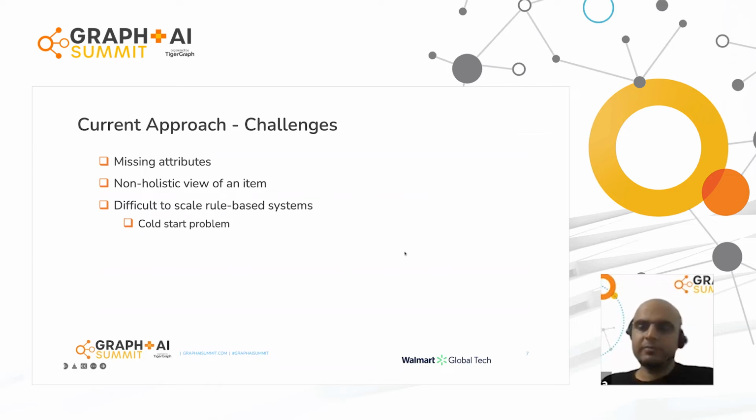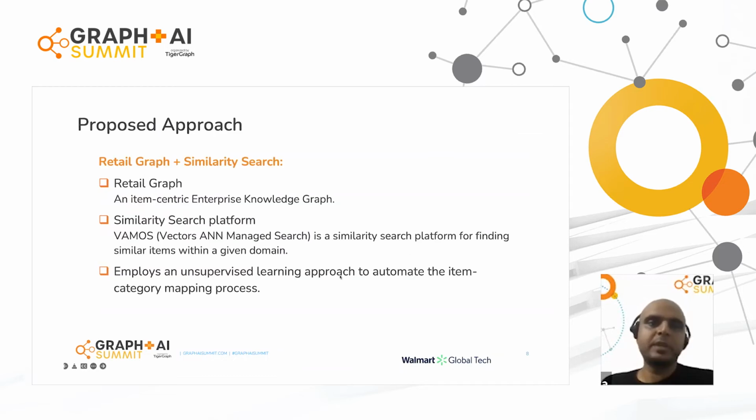Now, having seen the challenges, we proposed an unsupervised learning approach leveraging our retail graph and similarity search platforms. Let me first explain these two platforms I have just mentioned. The first one is retail graph, which is an item-centric enterprise knowledge graph, where the item, being a core actor, is related to different other entities in the retail domain. Some of the notable entities within our enterprise knowledge graph are brands, product types, and categories.